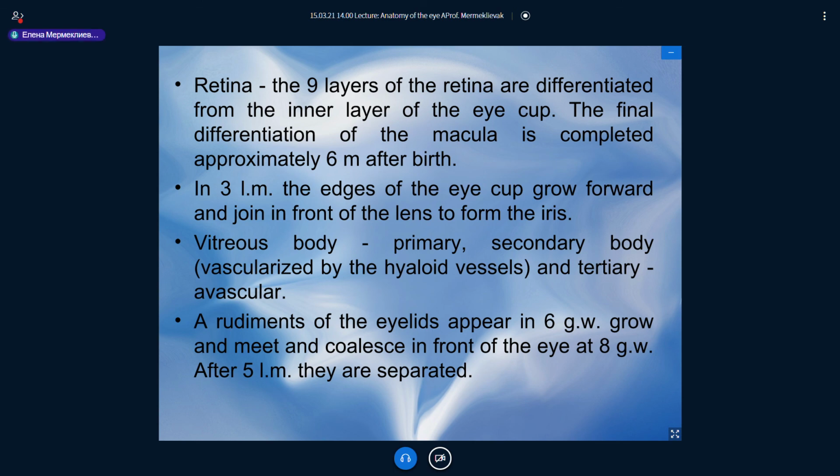When we start with the diseases, you will know what is hordeolum internum and externum. This is inflammation of these glands that I mentioned. Inflammation of the layers of the eyelid. But we will talk about this when we have disorders of the eyelids.